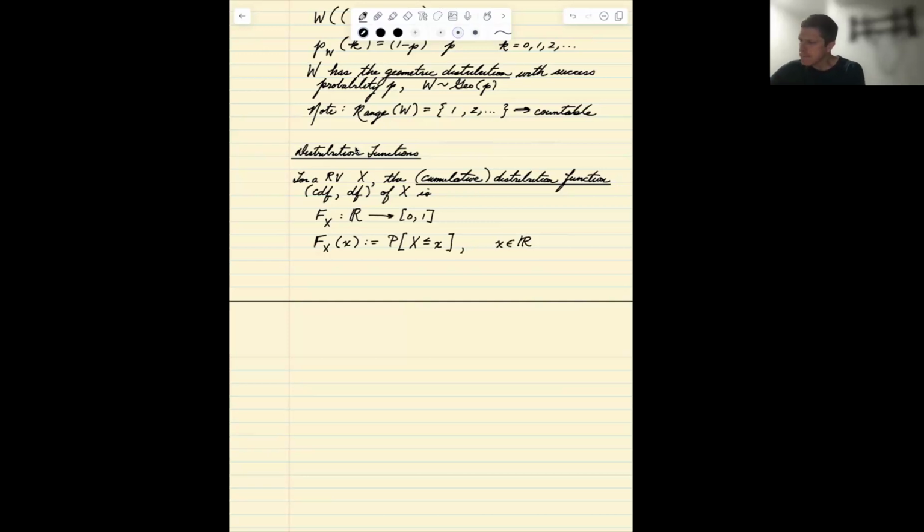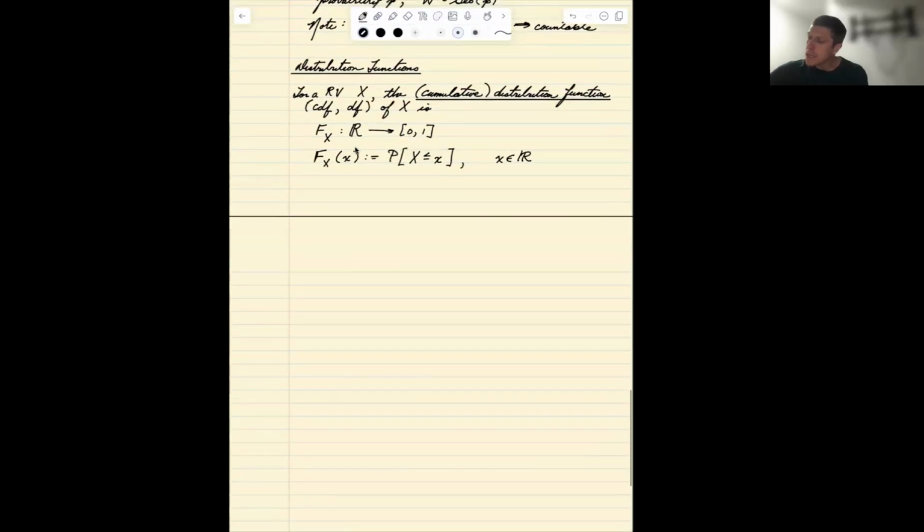So all this is saying is that the value of the distribution function at a particular value x is that we want to essentially add up all of the probability that the random variable is at most, less than or equal to, x. That's the value of that function. So what the function actually looks like, let's illustrate.